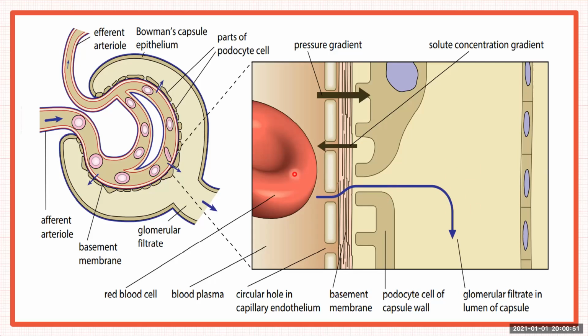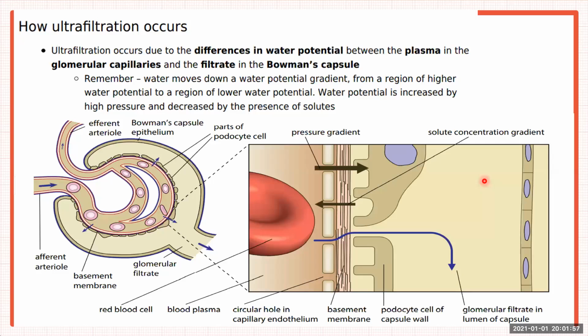But then protein particles as well as the blood particles are not able to pass through because of their bigger size. So through these tiny holes, only glucose, amino acids, and water can pass out into the lumen. That is what is known as glomerular filtrate. We just discussed the structural modifications here.